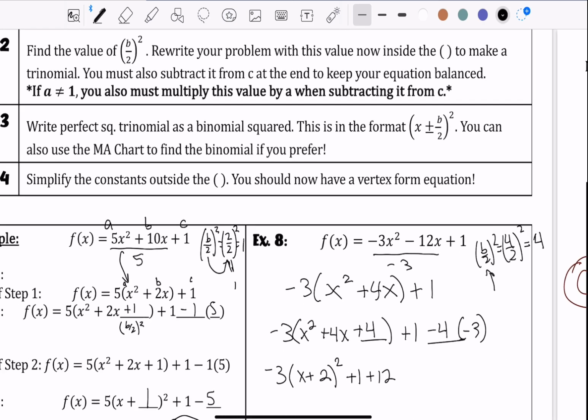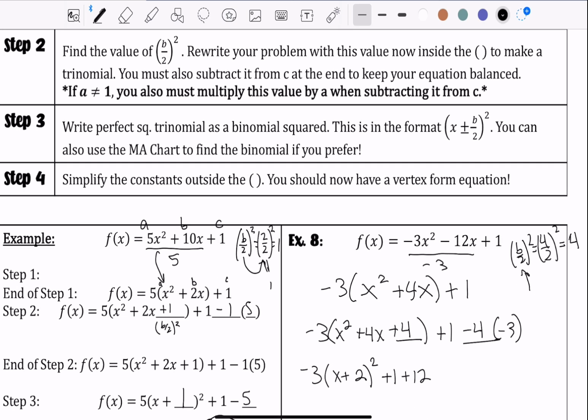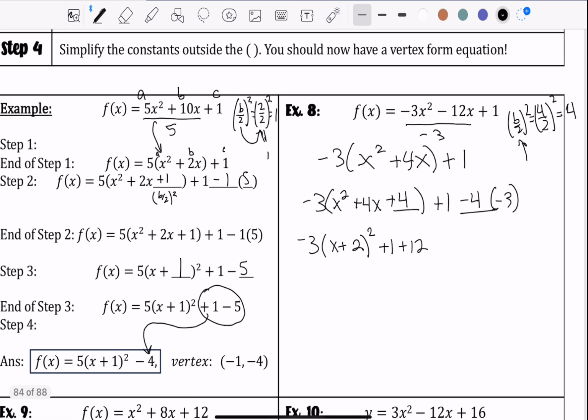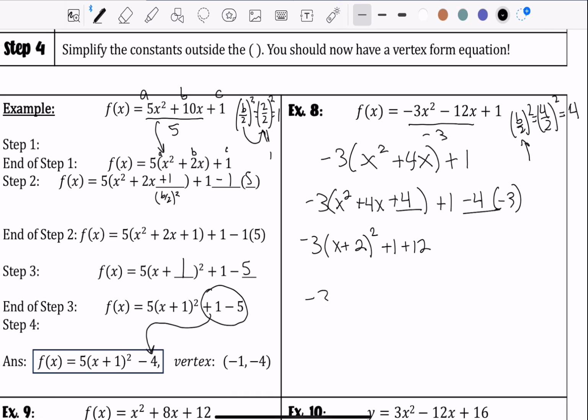And then the last thing I want to do here, step 4, simplify the constants outside the parentheses. You should now have a vertex form equation. So negative 3, x plus 2 squared, plus 1 plus 12 is positive 13. And I'm also going to have us write our vertex here as well. Remember, our vertex is h, comma, k. And remember, h is going to be the opposite sign as it looks like. And there we go.